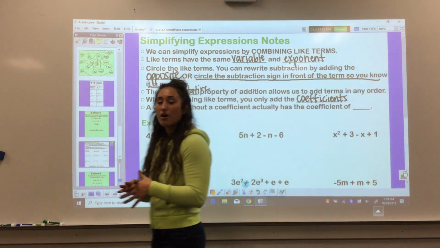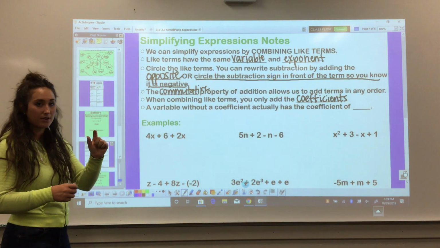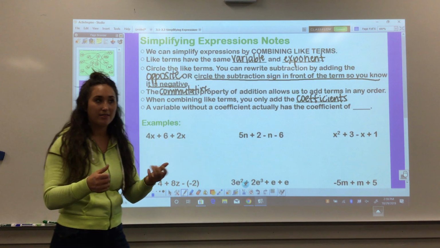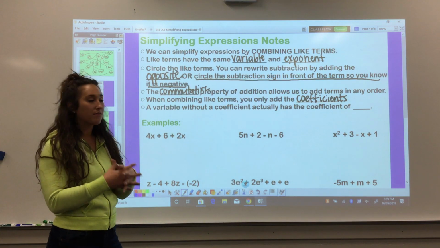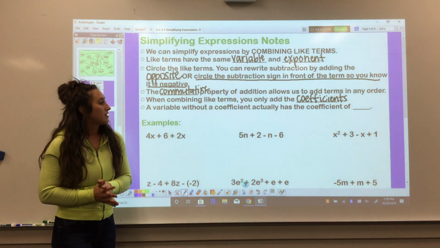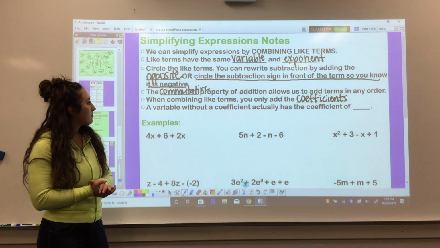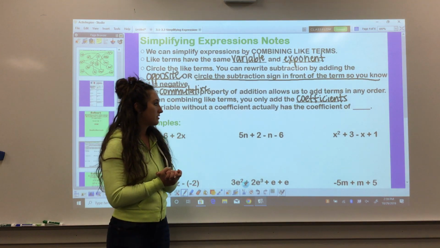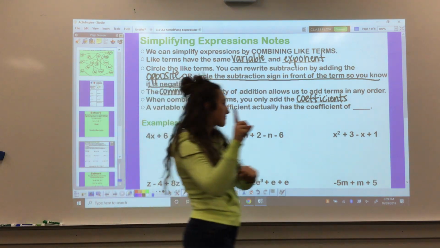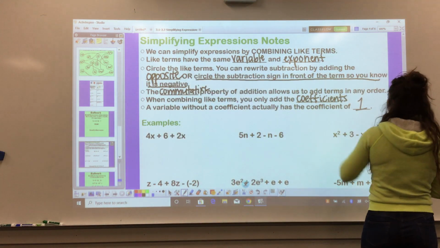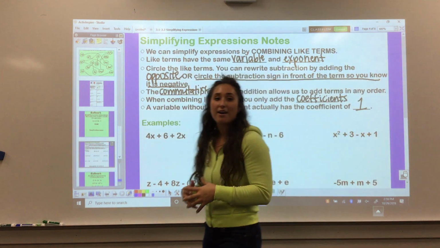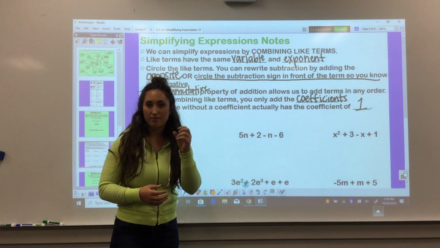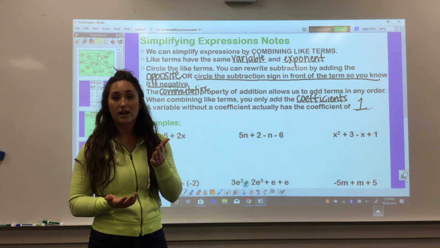Remember, coefficients are the numbers in front of the variable, and that's the only thing that you're actually adding. You don't add the variable part, you just add the coefficients. And then lastly, a variable without a coefficient actually has the coefficient of, you don't remember? 1. Okay, so if you just have like x plus 2, there's like an invisible 1 in front of the x, so it could also be written as 1x plus 2.